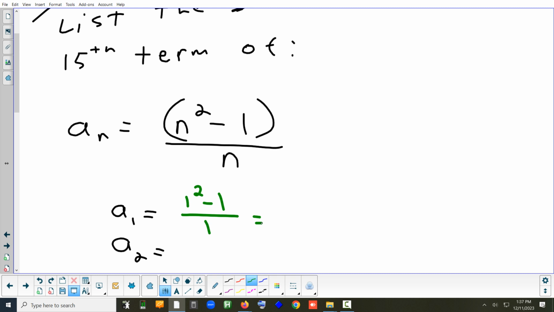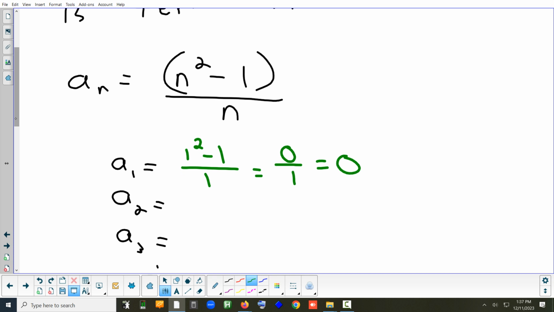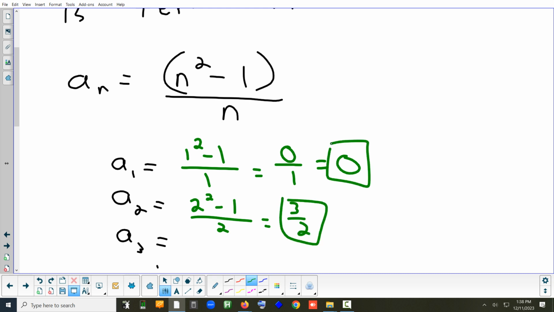And then we do it up. What's 1 squared? 1. And then minus 1? 0. So you end up with 0 divided by 1. 0. So the first number in this sequence is 0. Okay. What are we going to plug in to find the next number? 2. So we're going to have 2 squared minus 1 divided by 2. What's 2 squared? 4. And 4 minus 1? And there you go. There's the next term. 3 halves, or 1.5.